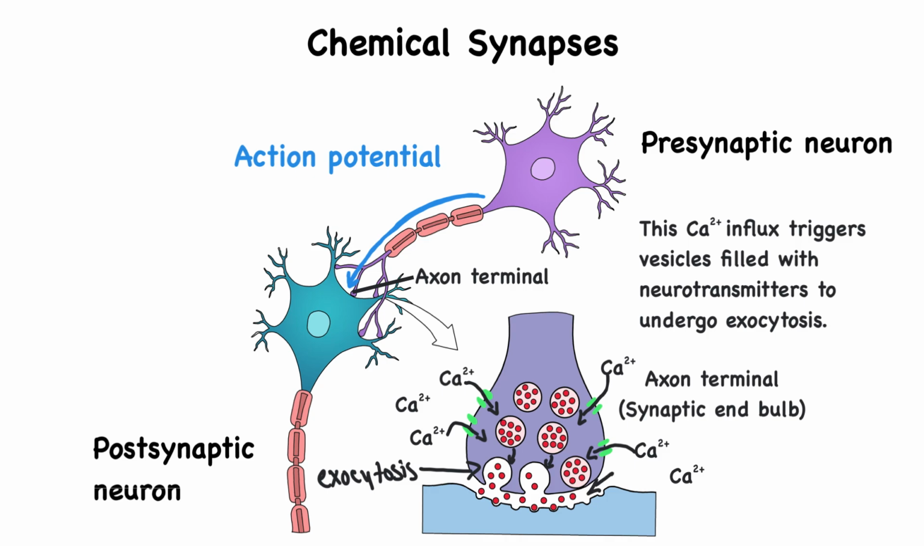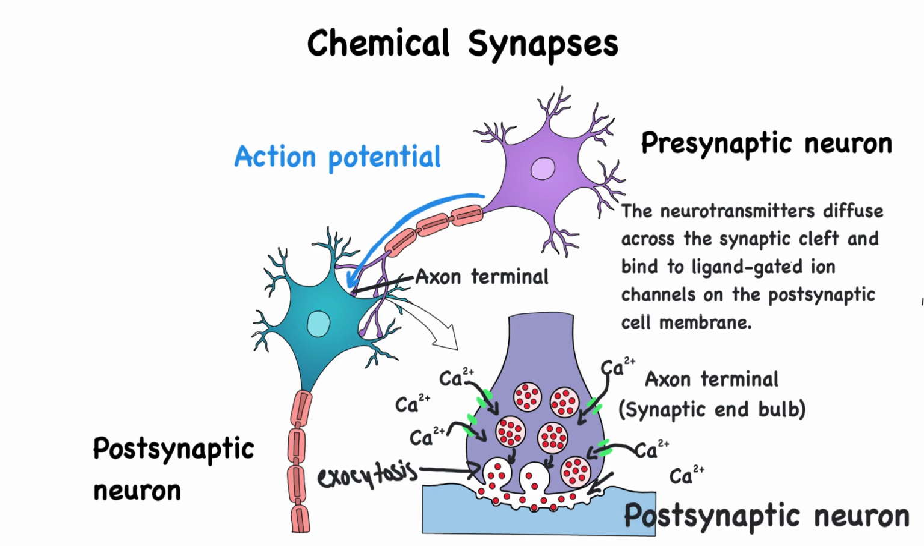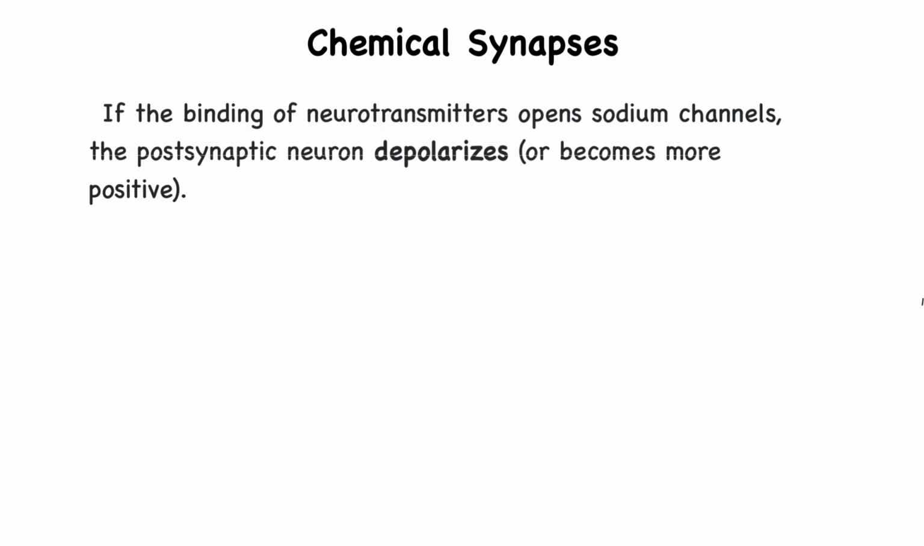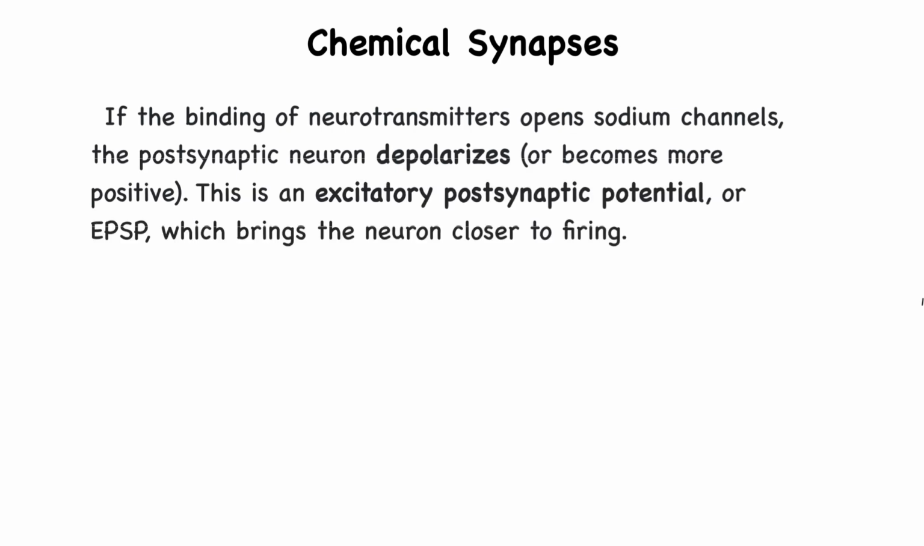The neurotransmitters then diffuse across the synaptic cleft and bind to receptors on the postsynaptic cell membrane. These receptors are often ligand-gated ion channels, which open or close in response to the binding. When they open, ions move across the membrane, changing its voltage and creating a postsynaptic potential. If the binding of neurotransmitters opens sodium channels, the postsynaptic neuron depolarizes, or becomes more positive. This is an excitatory postsynaptic potential, or EPSP, which brings the neuron closer to firing.